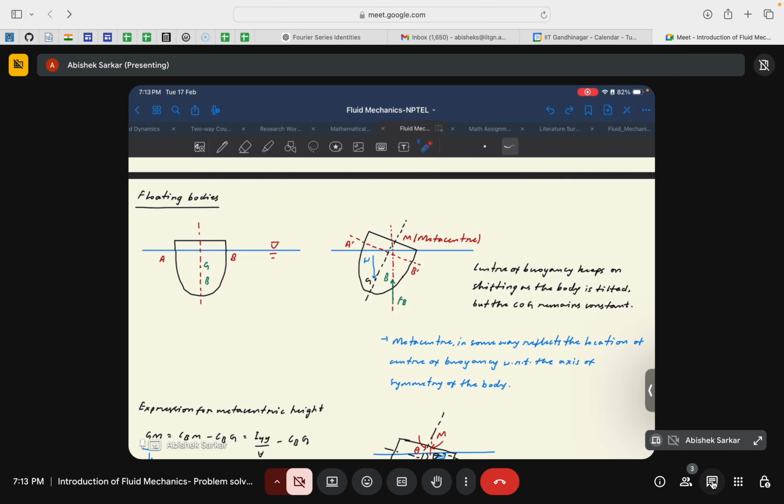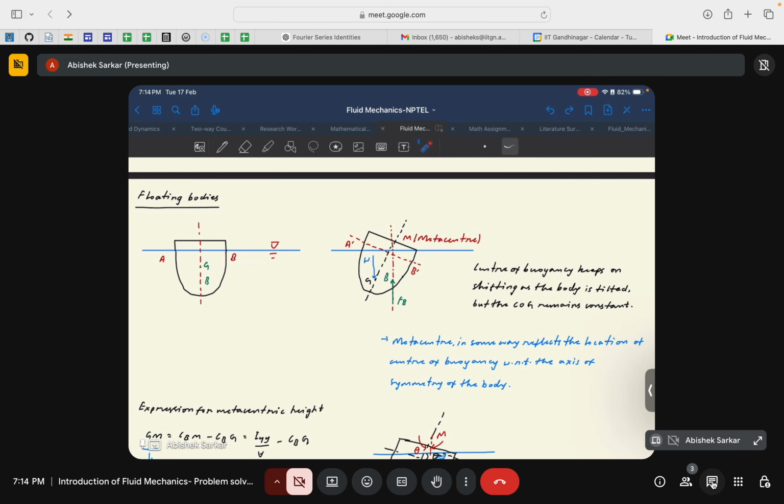depends on the area of the body which is being submerged in the fluid. So if a significant area of the body is being submerged in the fluid, then the center of buoyancy will naturally lie below the center of gravity. That's what I wanted to discuss. And another important fact is that the position of the center of buoyancy changes depending upon the area that is being submerged in the fluid.